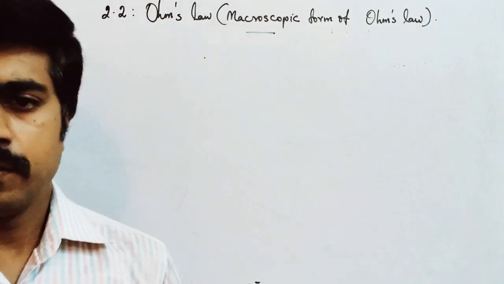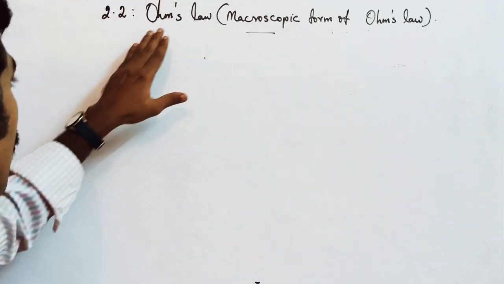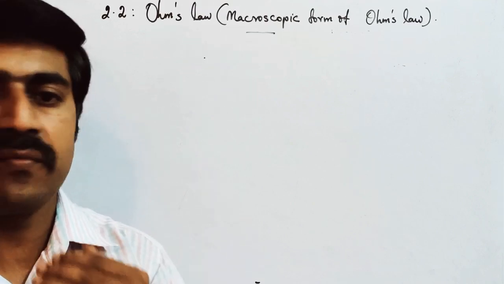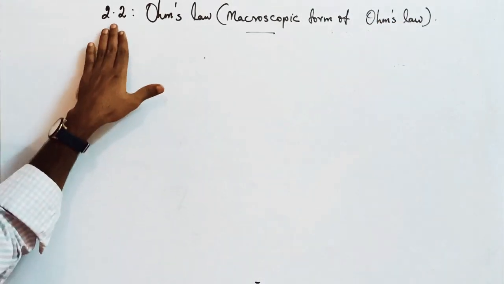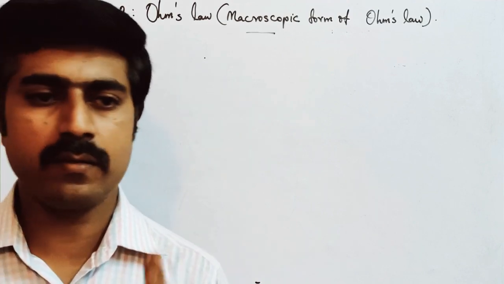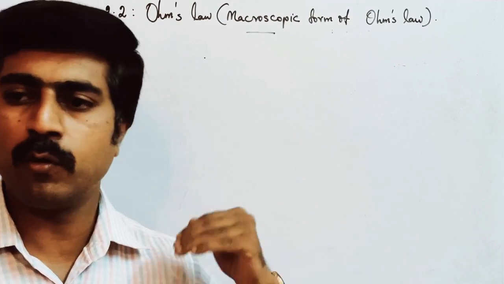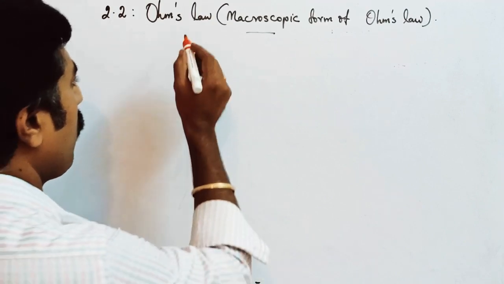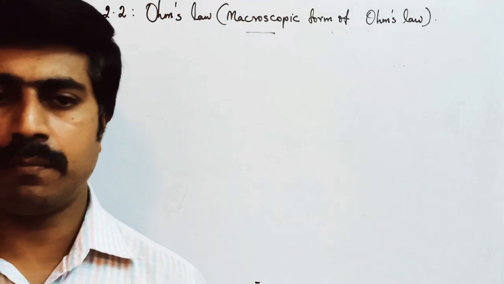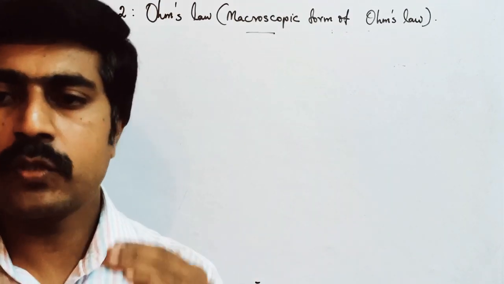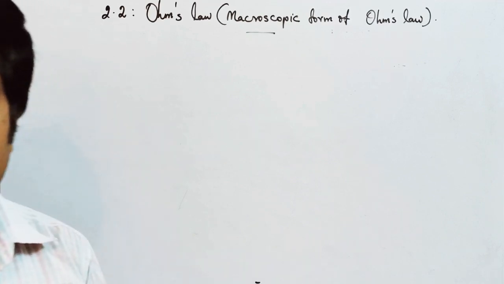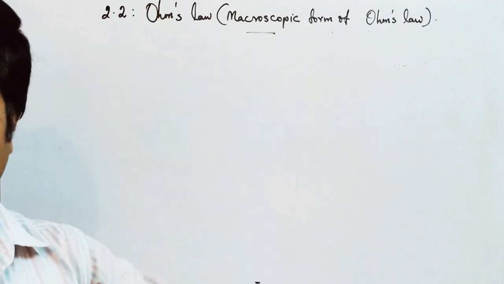Hi students, today's topic is Ohm's law. This is also called the macroscopic form of Ohm's law. The topic number is 2.2 from lesson 2 in 12th standard. The Ohm's law is also called the macroscopic form of Ohm's law. But we know the microscopic form of Ohm's law, right? That is the microscopic form; this is the macroscopic form.